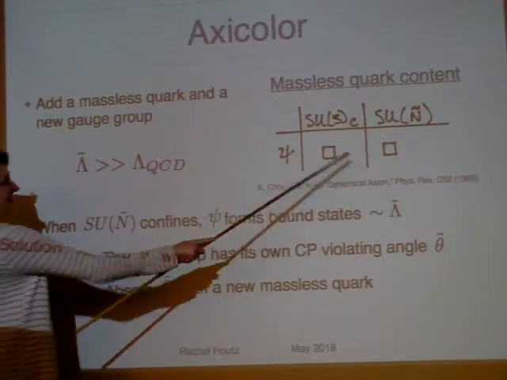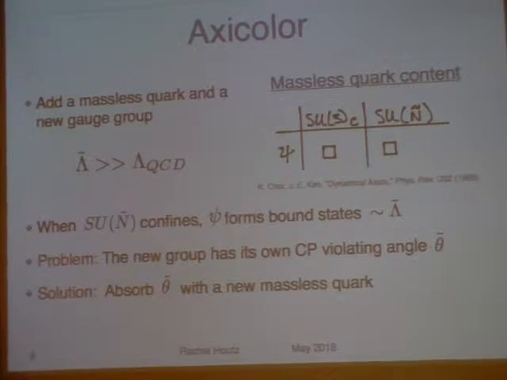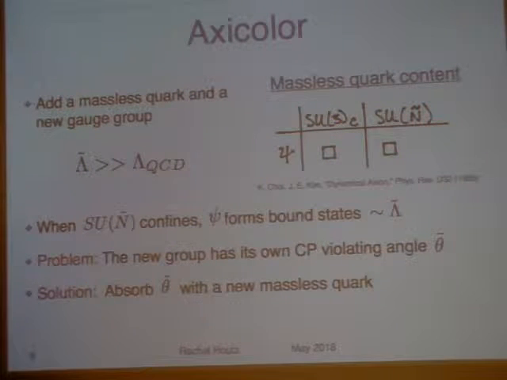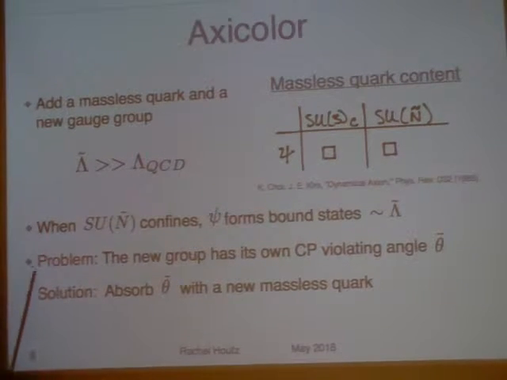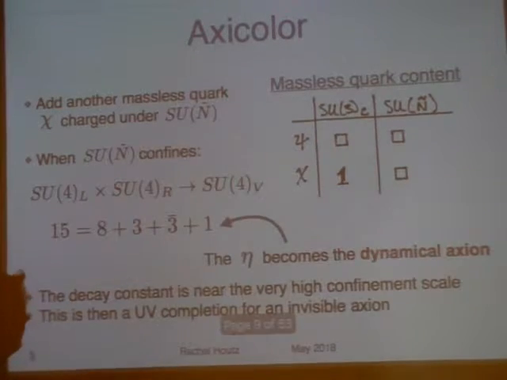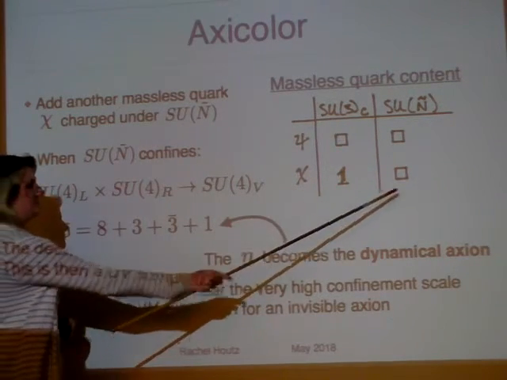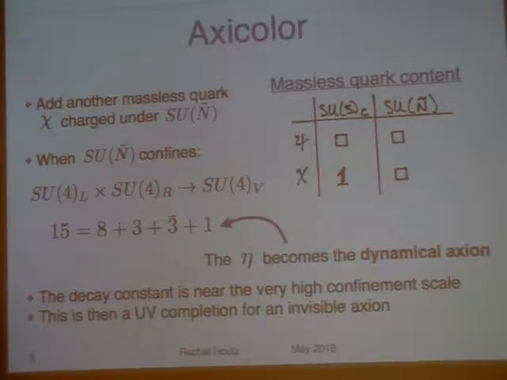The problem is, if you introduce a new SU(N) tilde, it has its own CP-violating angle, theta tilde, and this quark connects the two sectors of the theory. So this CP violation from theta tilde can contaminate QCD CP violation. We would see it in the electric dipole moment of the neutron. Their solution to this problem is to absorb theta tilde by adding another massless quark to the theory. So they extend their theory to have another massless quark, chi, which is only charged under SU(N) tilde. And now both massless quarks have absorbed both theta parameters.